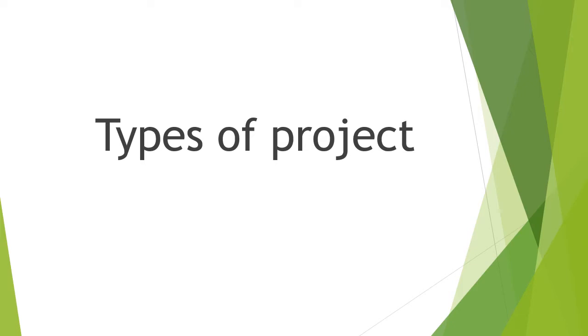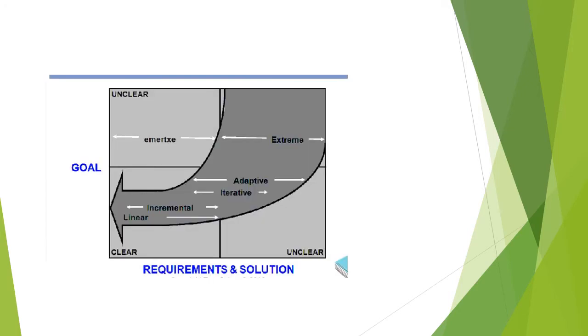So today is about types of projects. As you remember, last time I tried to show you the project landscape and the different types of projects configured on the landscape. So today I want to go through each of the different types of projects one by one. I will start from the traditional or the first quadrant, which includes linear and incremental projects.